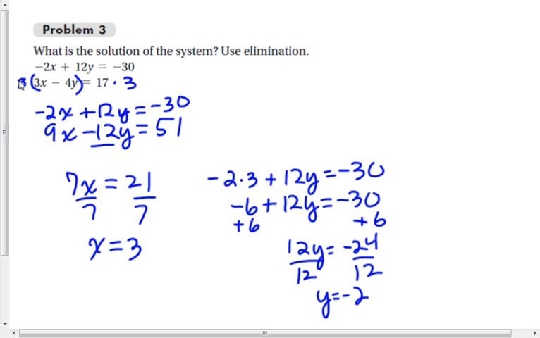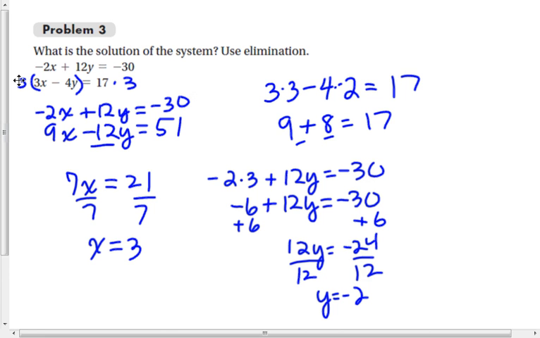Now let's just check to make sure that works. So I should be able to take 3 times my value for x, which is 3, minus 4 times my value for y, which is negative 2, and that should equal 17. And that's 9 minus negative 8, or 9 plus 8, which is 17. So that works. All right, you try that.